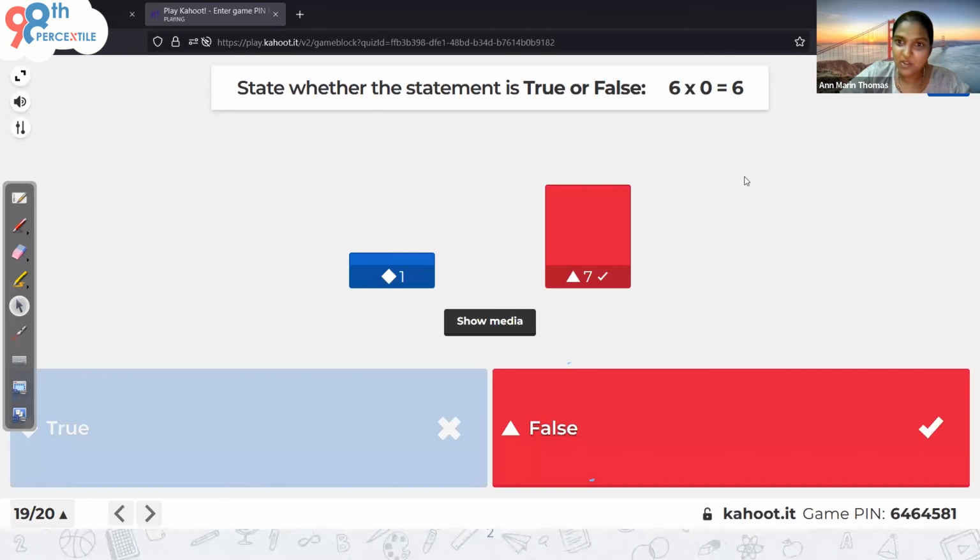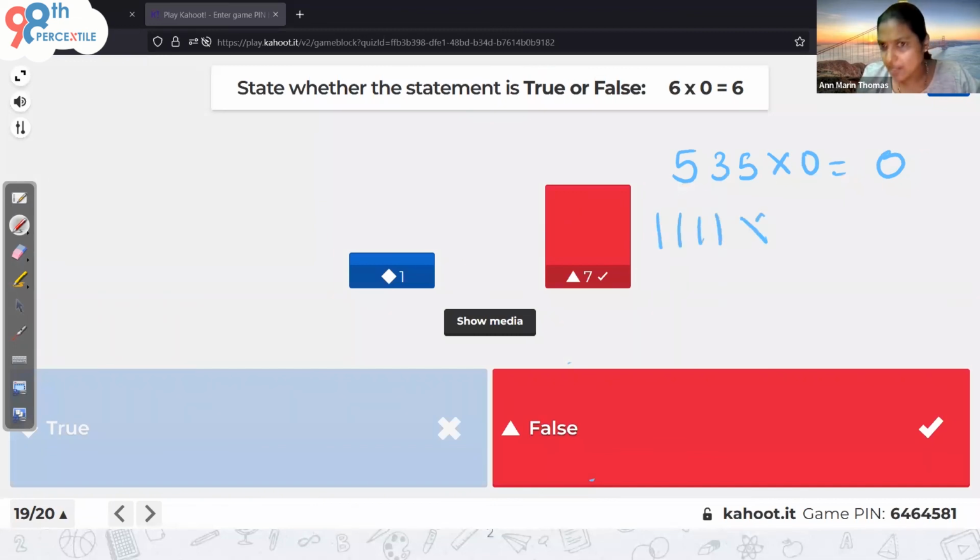Yes, 6 times 0 is 0. Any number times 0 is 0. So for example, if I had 535 times 0, it is 0. It is not 6, right? If I had 1,111 times 0, yes, it is 0, right? The statement here is absolutely false. It can never be that number.